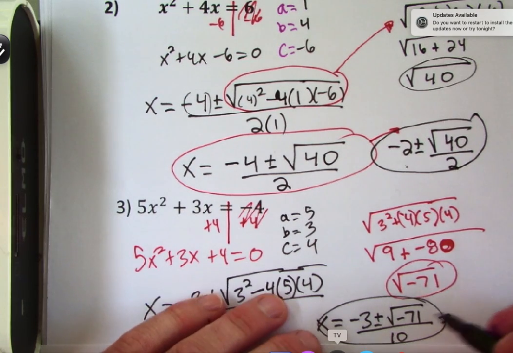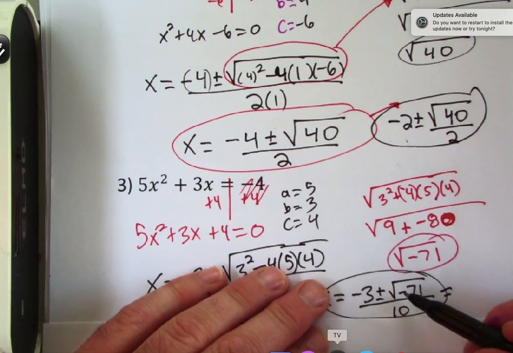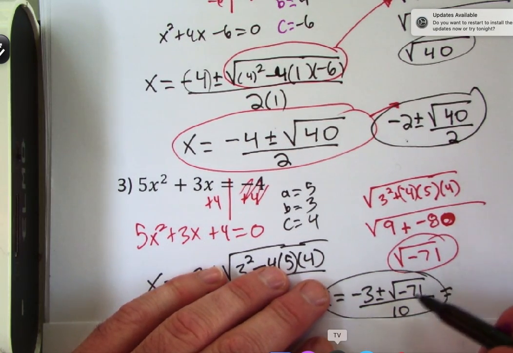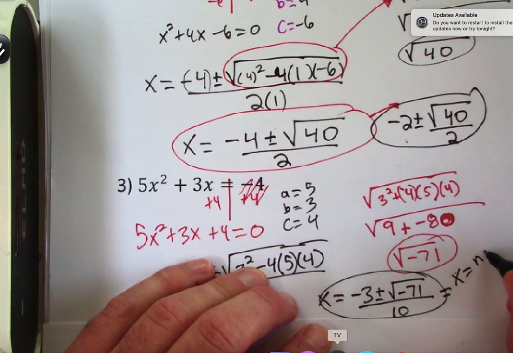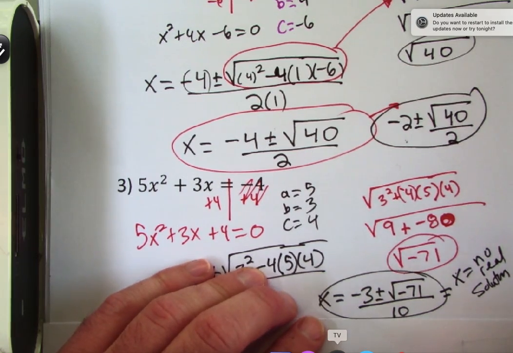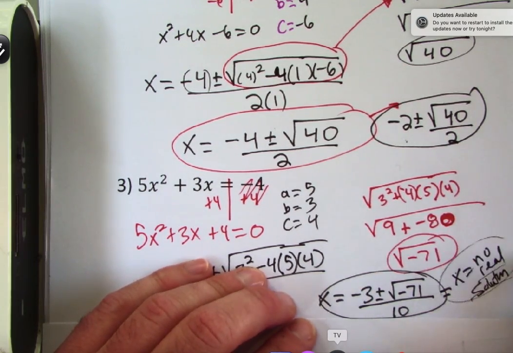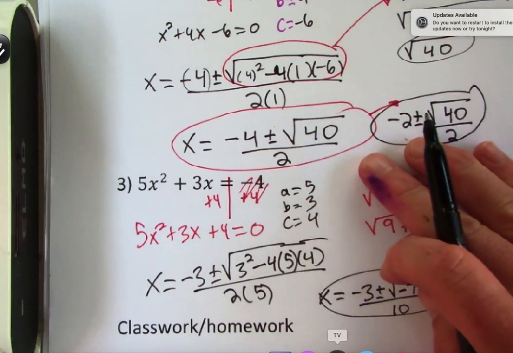One small thing we mentioned really briefly: there's no real number that's the square root of negative 71, so there's actually no real solution here. We only briefly talked about it, but I just want to make sure you know that's the real answer.